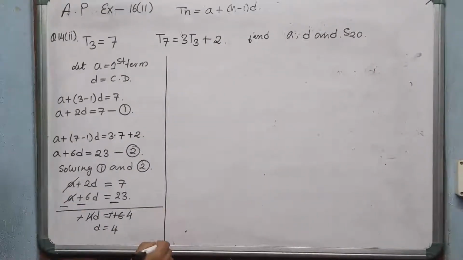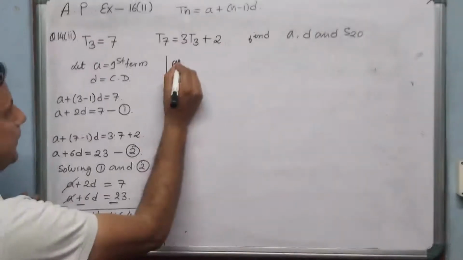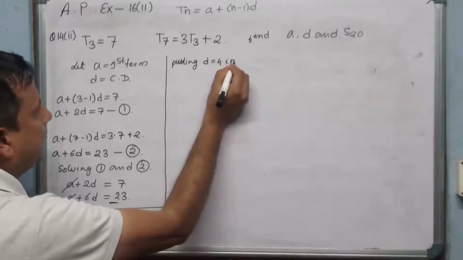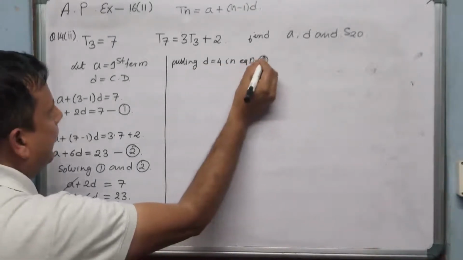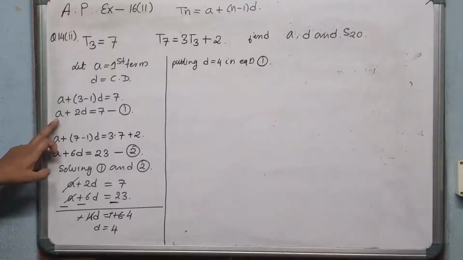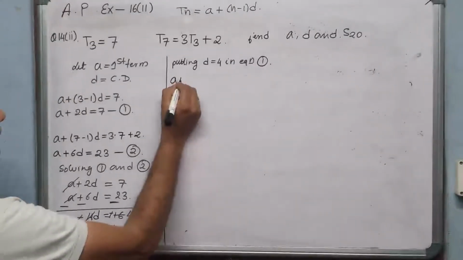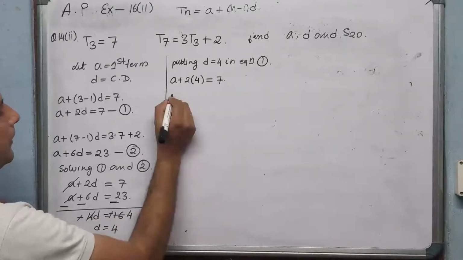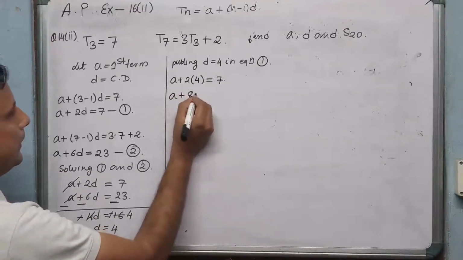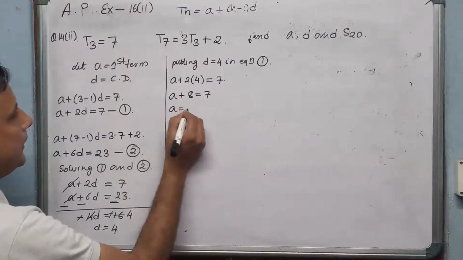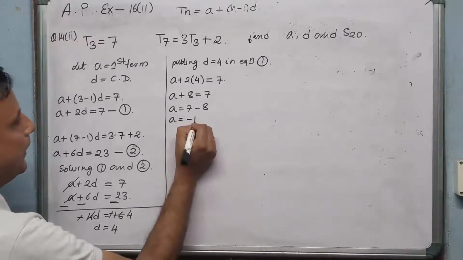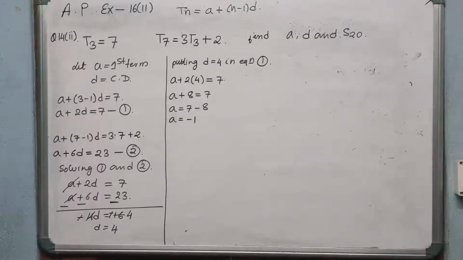Now putting d is equal to 4 in any one of the equations, putting d is equal to 4 in equation 1: a plus 2 into 4 is equal to 7. 4 twos are 8, so a plus 8 is equal to 7, and a is equal to 7 minus 8. A is equal to minus 1. The first term is minus 1, and the common difference is 4.